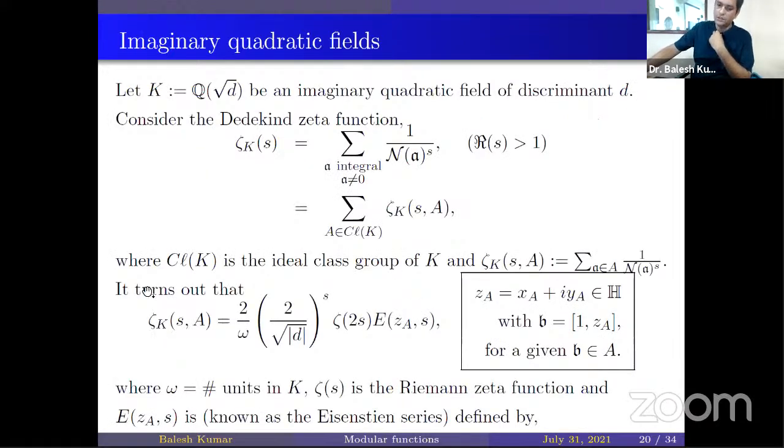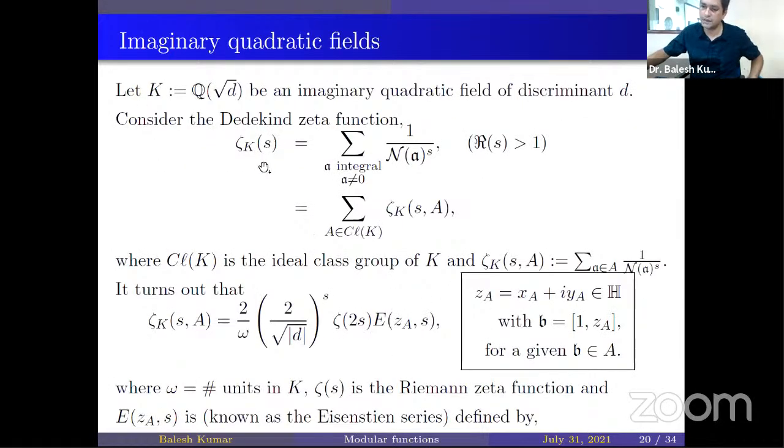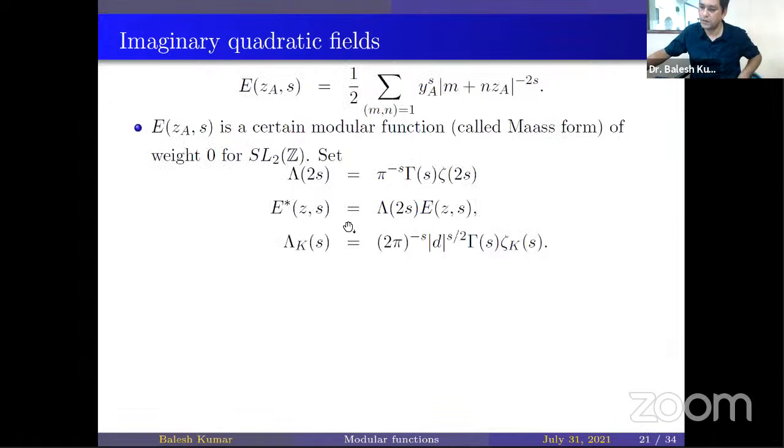So therefore this partial zeta function can be interpreted as the Riemann zeta function times an Eisenstein series. And this Eisenstein series is a modular object, namely it is a Maass form of weight 0 for the full modular group SL2(Z). Yeah. Now one can complete this Eisenstein series and this Dedekind zeta function. The completed Eisenstein series is defined as lambda(2s) times E(z, s), where lambda(2s) is this factor of gamma(s) pi to the power minus s zeta(2s).